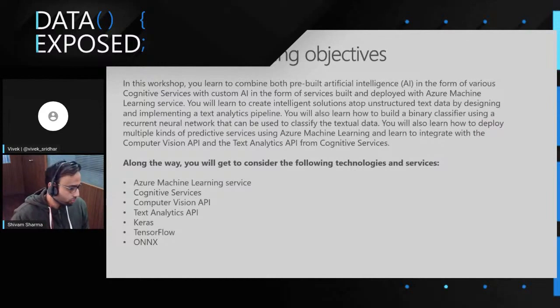Let me put the context first. What are we learning today? The services which we are covering will be Azure Machine Learning Service. We will see what cognitive services are, what computer vision is, what text analytics is, Keras, TensorFlow, and Open Neural Network Exchange, the ONNX model. What's the use case? Why do we use these things? Why, what, how, everything around these services.